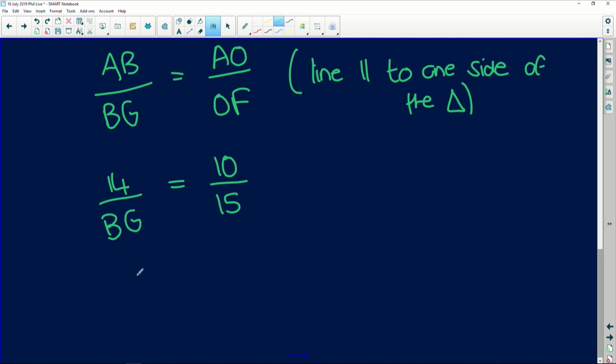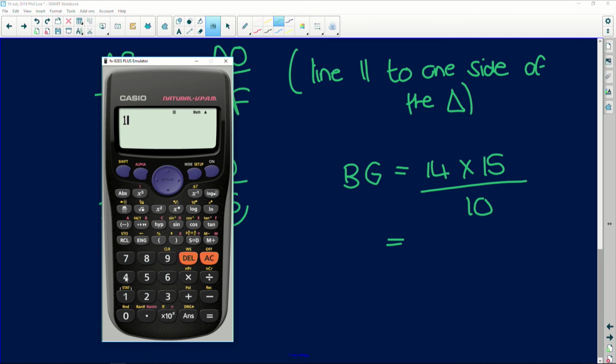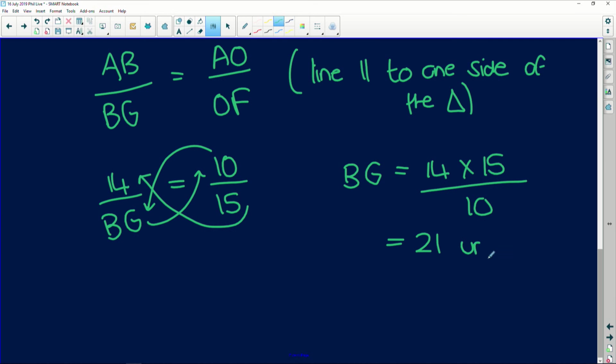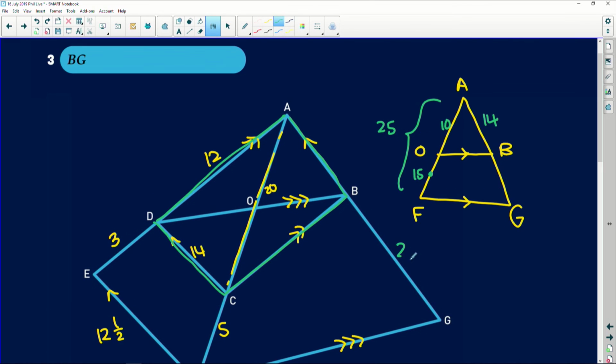Okay, so cross multiply to solve for BG. So we multiply by BG, divide by 10, and multiply by 15. Big messy diagram, but okay, so BG is going to equal 14 multiplied by 15 divided by 10. 14 multiplied by 15 divided by 10 is 21 units. Okay, so up here is 21.